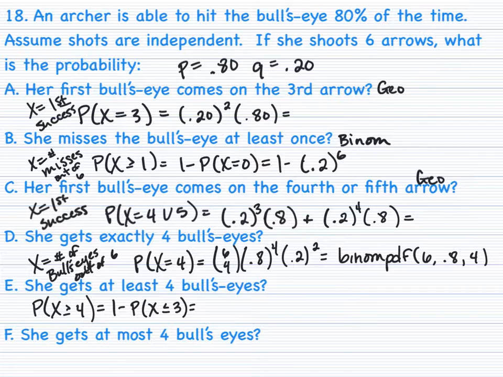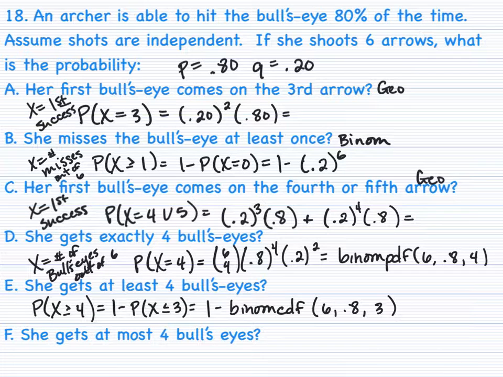I am sorry, but I'm not going to write out the entire thing because I'm going to run out of room in terms of the notation. But that would be 1 minus the probability of 3 ... probability of 0. So the way I'm going to put that in the calculator is 1 minus binom CDF. So that would be 6 for your N, 0.8 for your P, and 3 for your number correct.